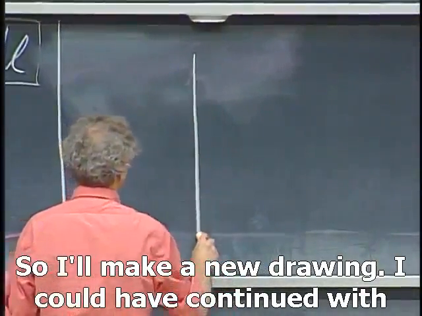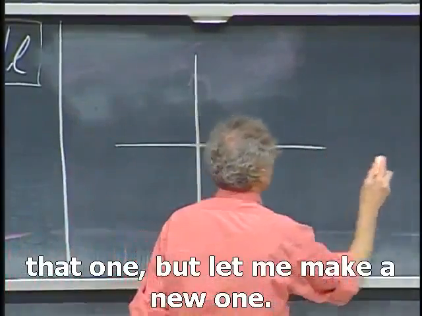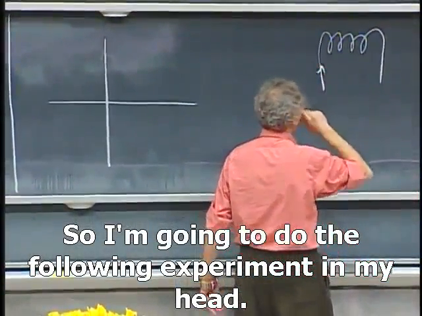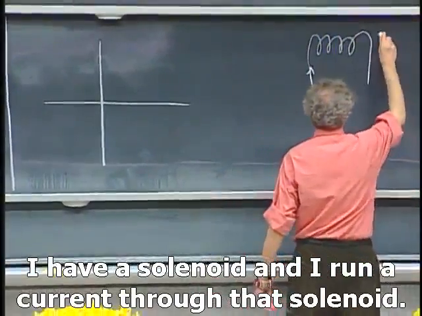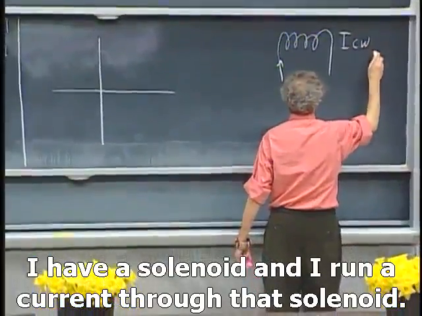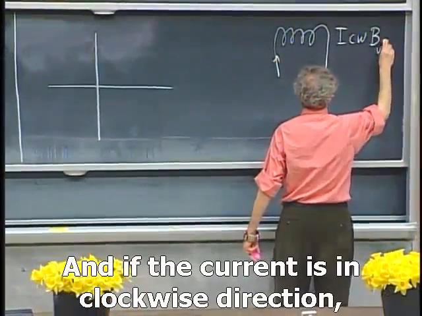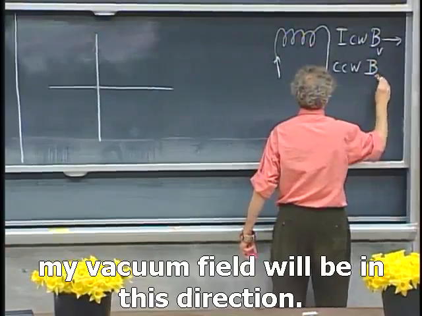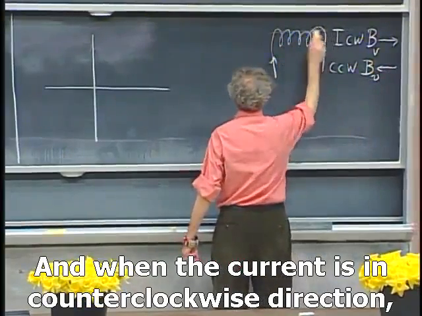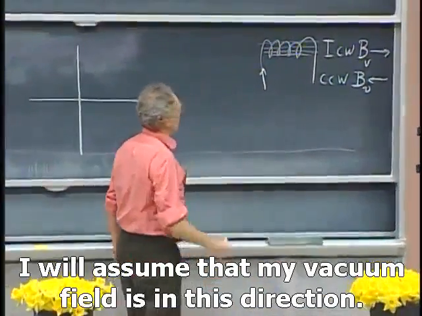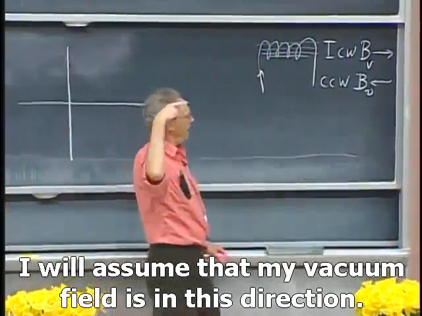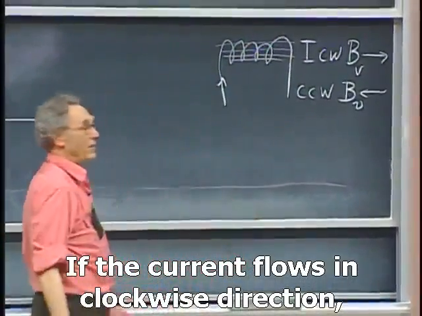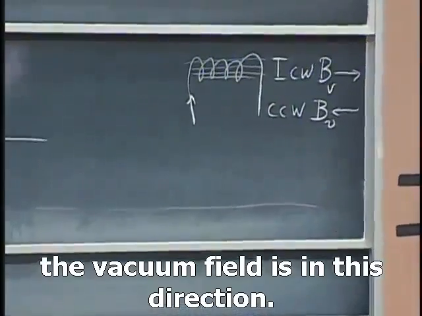So I'm going to do the following experiment in my head. I have a solenoid, and I run a current through that solenoid. If the current is in clockwise direction, my vacuum field will be in this direction. And when the current is in counterclockwise direction, I will assume that my vacuum field is in this direction. So there is ferromagnetic material in here. And here is going to be my vacuum field.